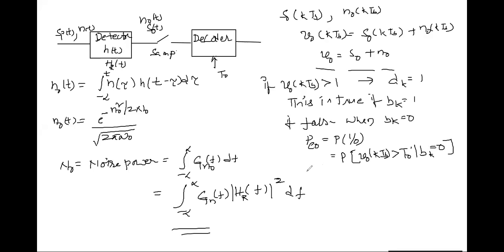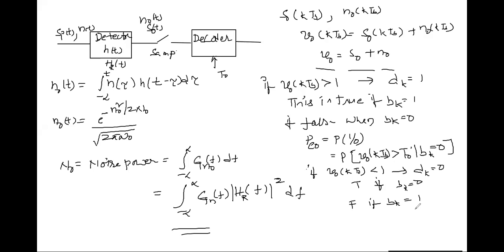Okay. The same way, if V naught of KTB is less than T naught, it is decoded as 0. So this is true if Bk equal to 0, isn't it? False if Bk equal to 1. Okay, we are transmitting 1, but it is received as 0. So there is an error.